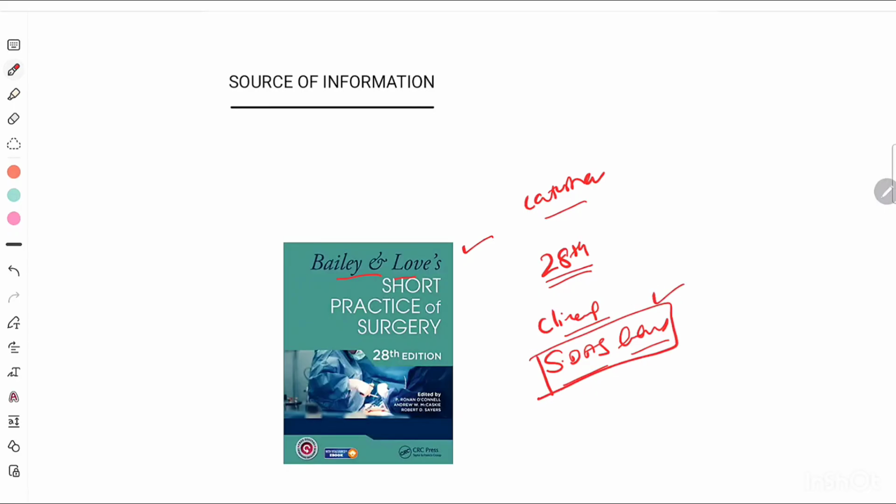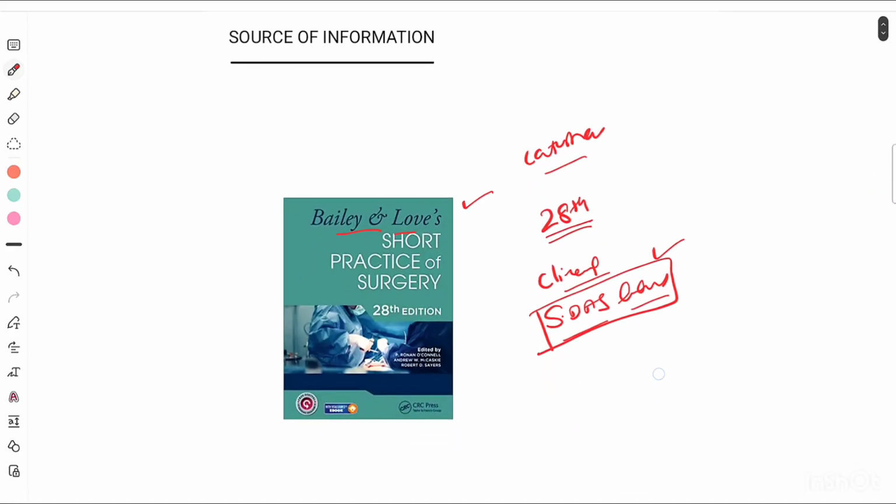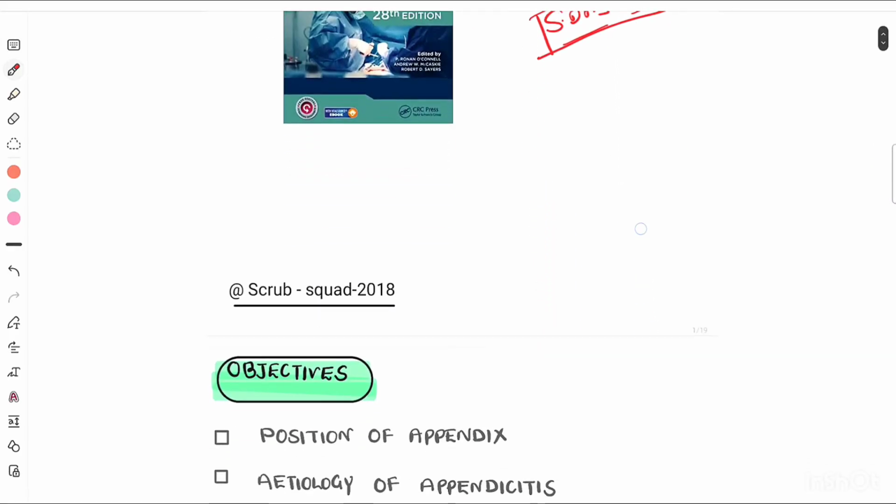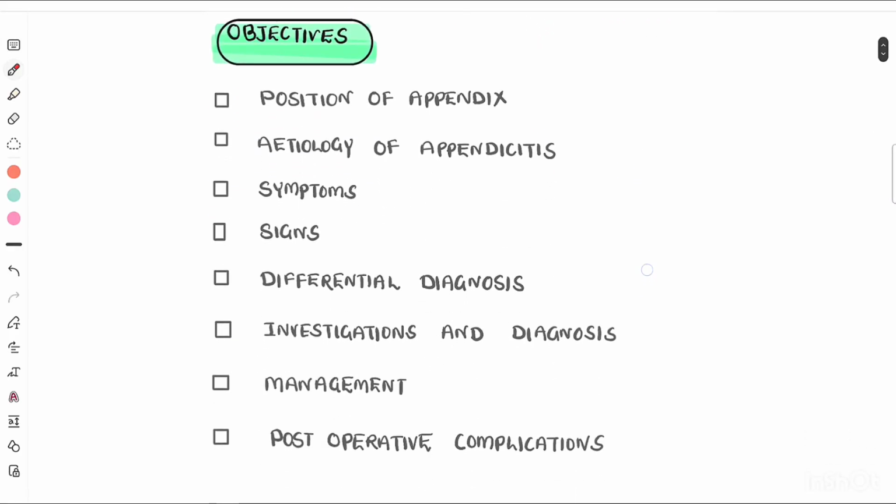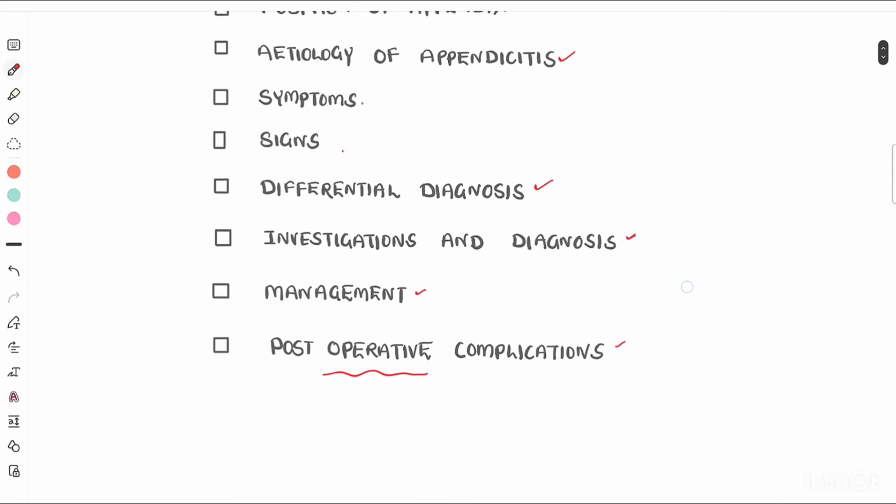So let's start without any delay. After watching this video, you will get to know everything about appendicitis, like the position of the appendix, its etiology, the symptoms, signs, and the differential diagnosis, investigation and the diagnostic criteria, and management. And then we are going to discuss the surgical management and the post-operative complications. So after this video you will get to know all about these things.